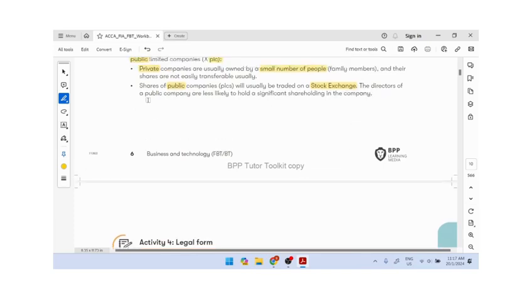The directors of a public company are less likely to hold a significant shareholding. It's because the public listed company is too big. If the director wants to buy, they might not be able to buy a lot unless they are the founder. Normally the directors like the CEO, CFO, COO are just employed by the company. So they don't really hold a huge share unless they really invested in it. But to become a significant shareholder is definitely not easy because a public listed company is very big.